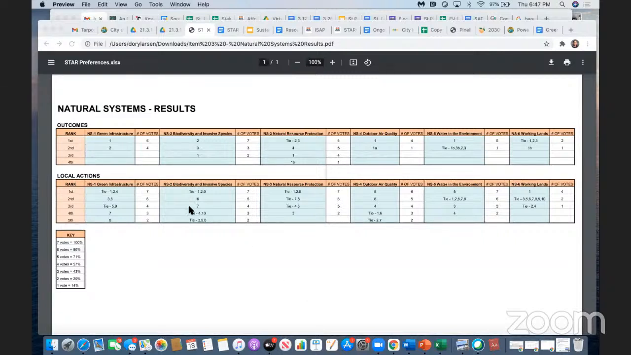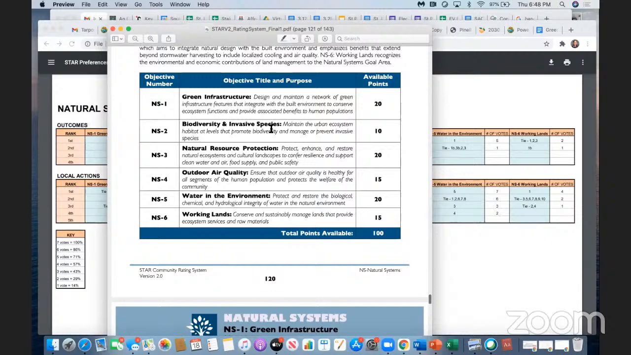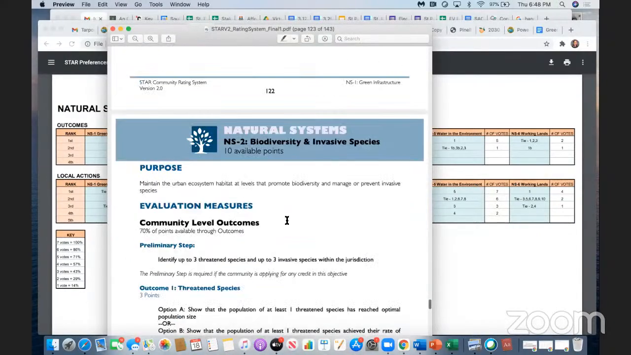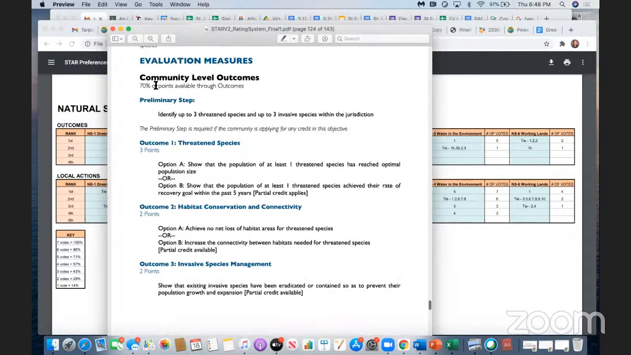So the highest, with 7 votes for outcomes, is natural systems 2, which is biodiversity and invasive species. The community level outcome for natural systems number 2 is habitat conservation and connectivity. So achieve no net loss of habitat areas for threatened species, or increase the connectivity between habitats needed for threatened species. All 7 of us said that is the outcome that we would like to prioritize most.